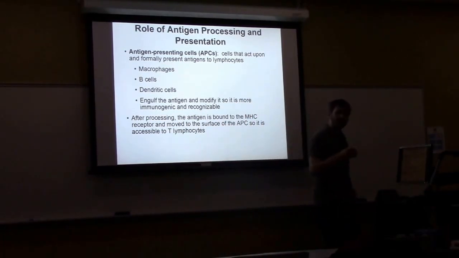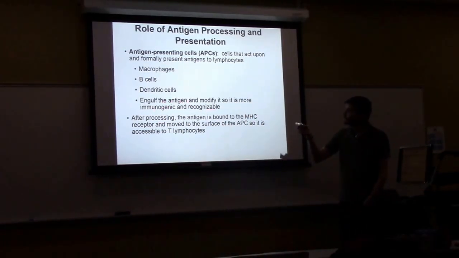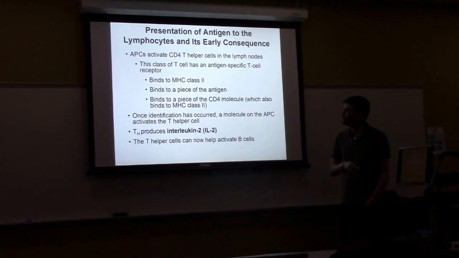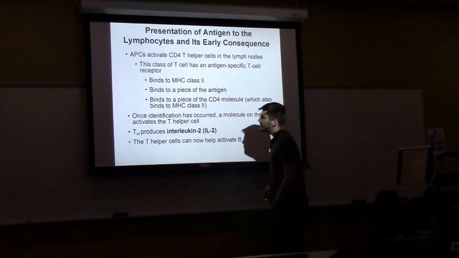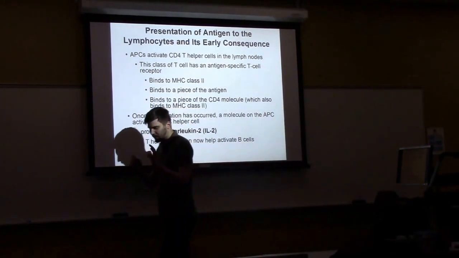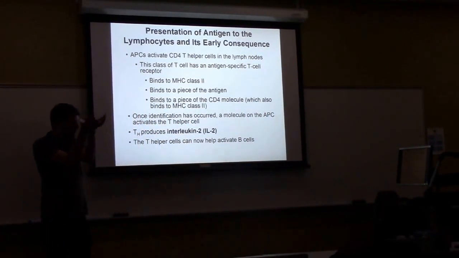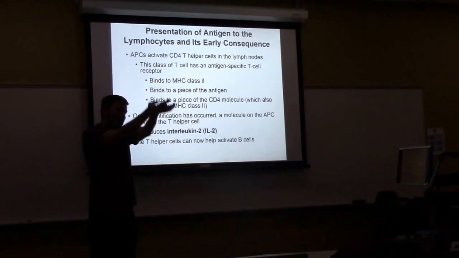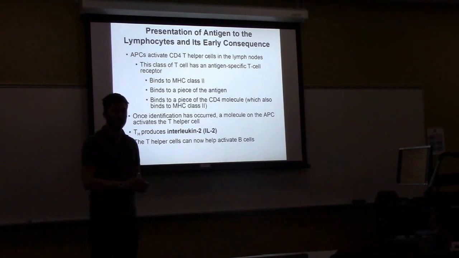Again, they phagocytose or engulf antigen, break it apart, and then put it on the MHC class II molecule. Now this MHC class II molecule kind of acts like a hot dog bun. It's holding the antigen, which is the hot dog, and this can then be shown to the T cell, so the T cell can either recognize it or ignore it.